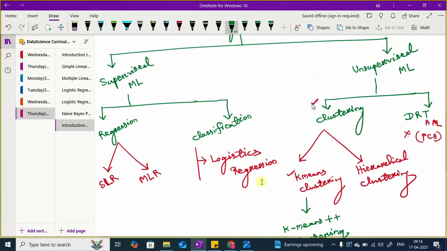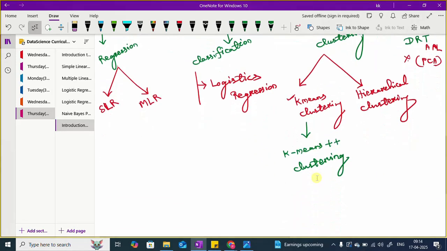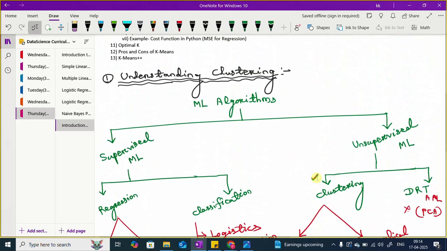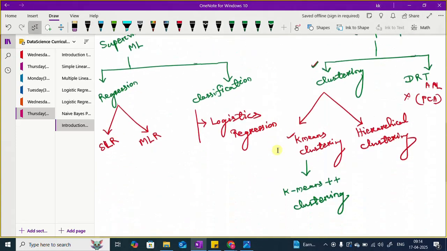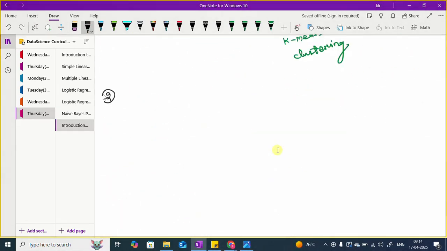We are here today, and will spend today's and the next class to learn the entire clustering technique altogether. Clear? Now, guys, why clustering? What is basically the difference between clustering and classification? What is the difference between clustering and classification?